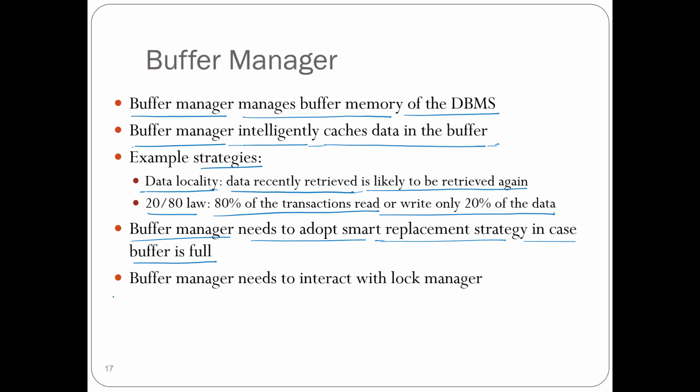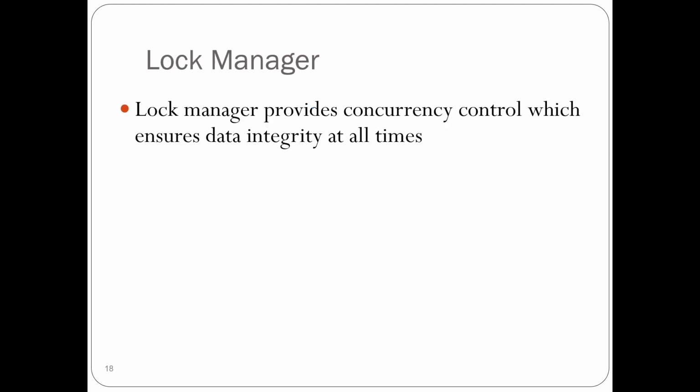And the buffer manager will need help from the lock manager. So the buffer manager needs to interact with the lock manager. Now we'll have to look at what a lock manager does. I did mention that we are required to support multiple transactions, parallel or concurrent transactions happening. If that is happening, we will have to make sure that it happens in the proper way, right?